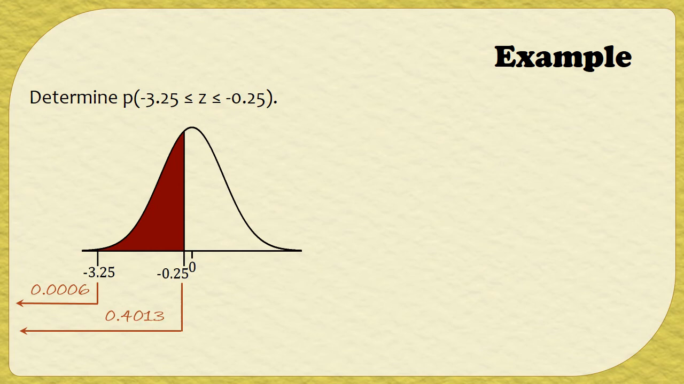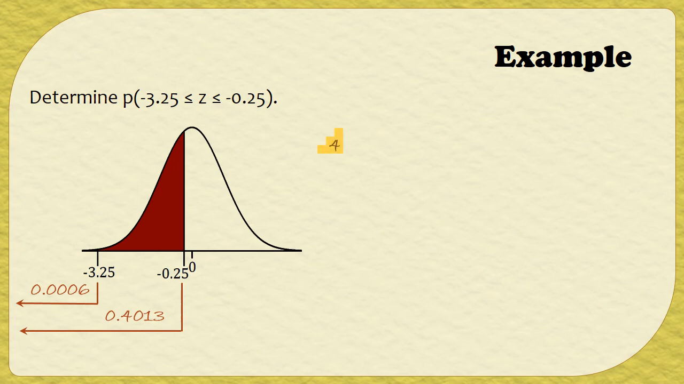Here's what these numbers are telling me. The 0.0006 is the area of the curve that is to the left of the negative 3.25. The 0.4013 represents the shaded region that we want to find, plus that 0.0006. It represents everything to the left of the negative 0.25. So if I want to find the shaded region, one way that I could do that is by taking that bigger number, the 0.4013, and subtracting the smaller number, the 0.0006.